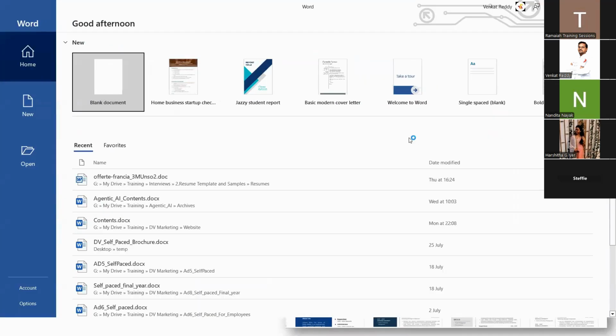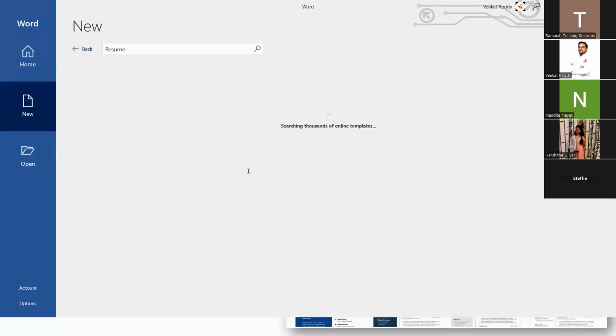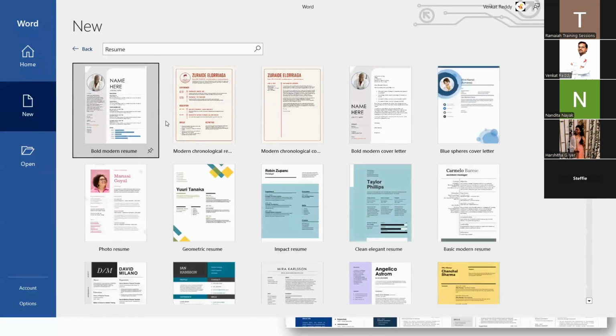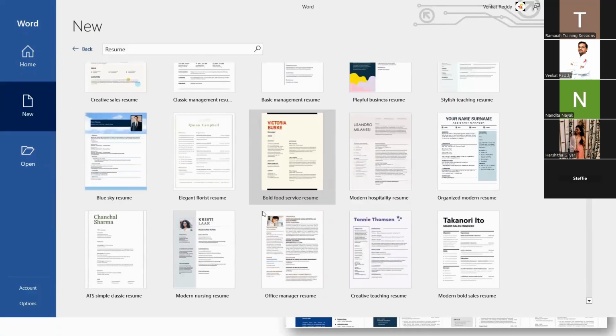You open Word. In the beginning itself, you have this New option. If you go there, you have some templates already. Search for online templates, and if you search for resume and cover letters, or you can also just search resume, these are some of the ready-made resume templates which you may want to use.